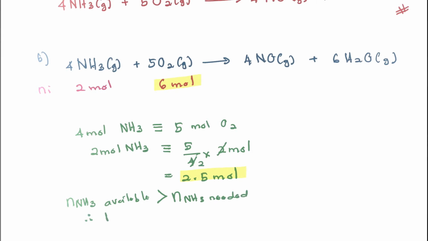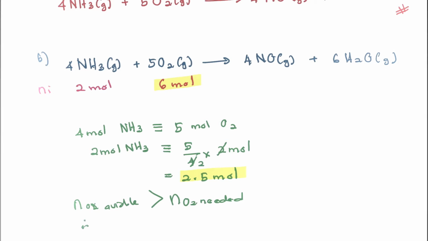Therefore, not ammonia. I'm not talking about ammonia. Mole oxygen actually. Mole oxygen available is greater than mole oxygen needed. Therefore, oxygen is an excess reactant, but ammonia is a limiting reactant.